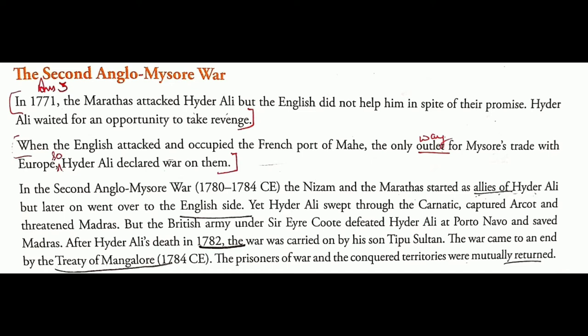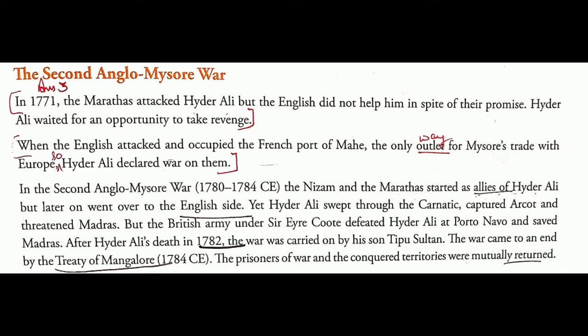In the Second Anglo-Mysore War, the Nizam and the Marathas started as allies of Hyder Ali, but later on went over to the English side. What happened earlier? We have seen how the Nizam and Maratha helped Hyder Ali, but here also things changed. When Hyder Ali needed help from the Marathas and the Nizam, they went to the opposite side, that is the English. They came and supported the Britishers.